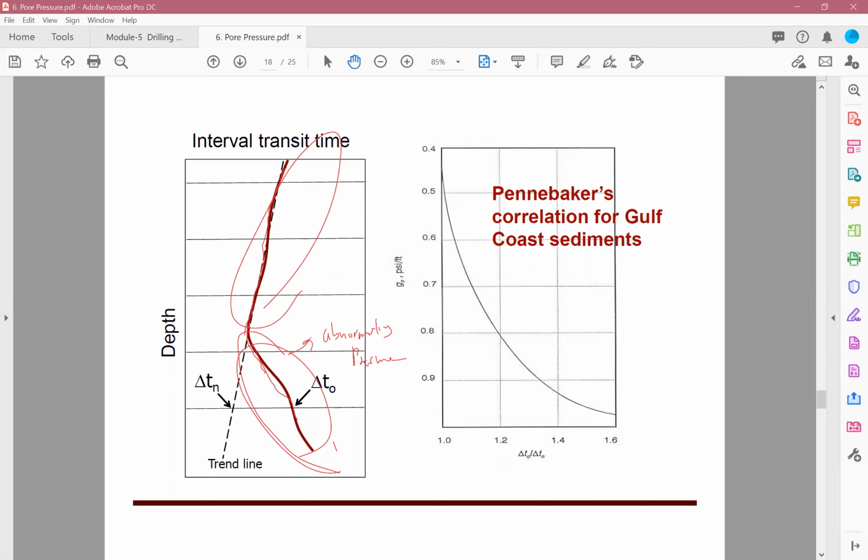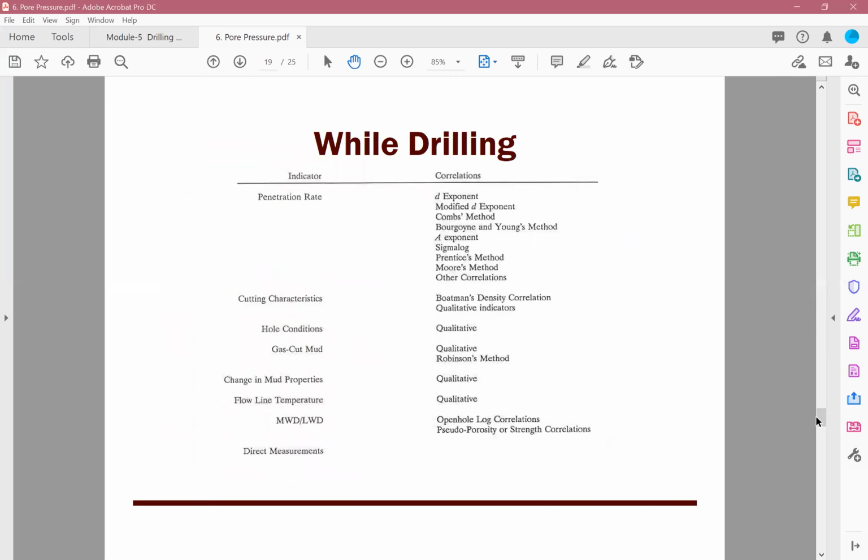Now, usually we extend this normal compaction trend and we call it the normal compaction trend line, NCT. Okay, we will use this in our calculation. We discussed it last time a little bit, right? But this solid line here is the actual, and this dashed line here is the extrapolation of that line. Okay, now still we haven't talked about the equations.